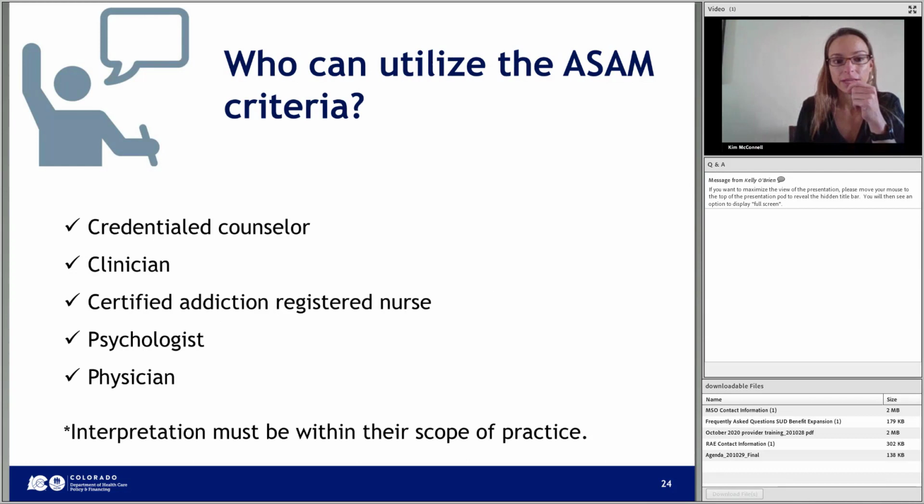Okay, so who can use the ASAM criteria? ASAM says that credentialed counselors, clinicians, certified addiction registered nurses, and psychologists and physicians can use the ASAM criteria for this level of care decision making. The interpretation, of course, as always, should be within the scope of their practice.